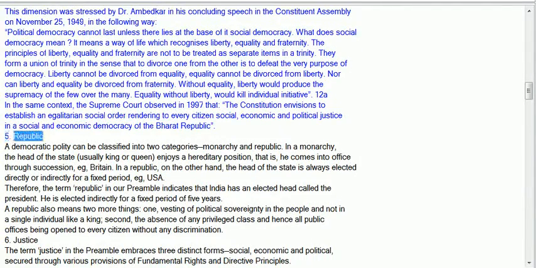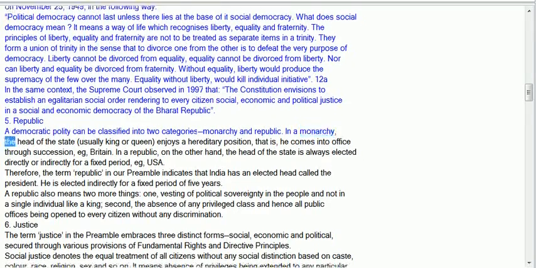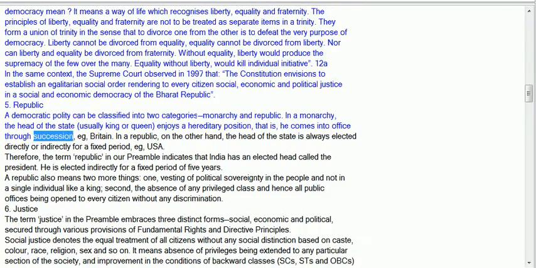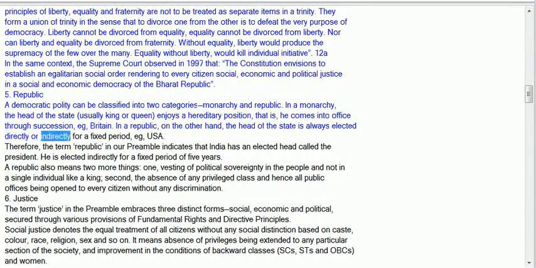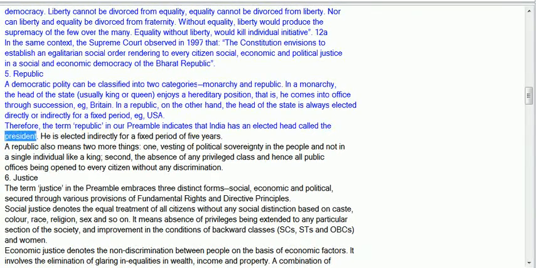5. Republic. A democratic polity can be classified into 2 categories: monarchy and republic. In a monarchy, the head of the state, usually king or queen, enjoys a hereditary position, that is, he comes into office through succession, e.g., Britain. In a republic, on the other hand, the head of the state is always elected directly or indirectly for a fixed period, e.g., USA. Therefore, the term republic in our preamble indicates that India has an elected head called the president. He is elected indirectly for a fixed period of 5 years.